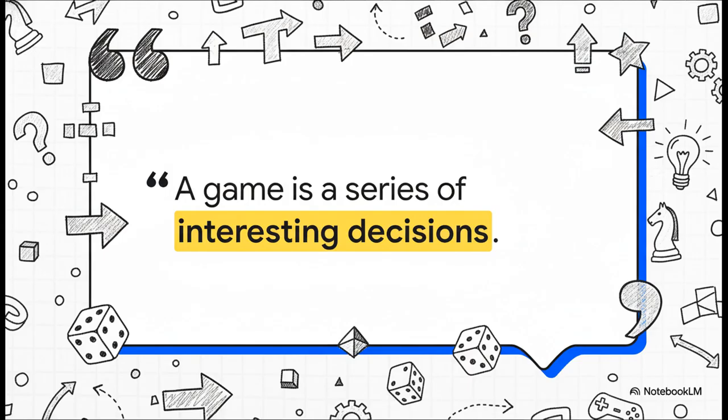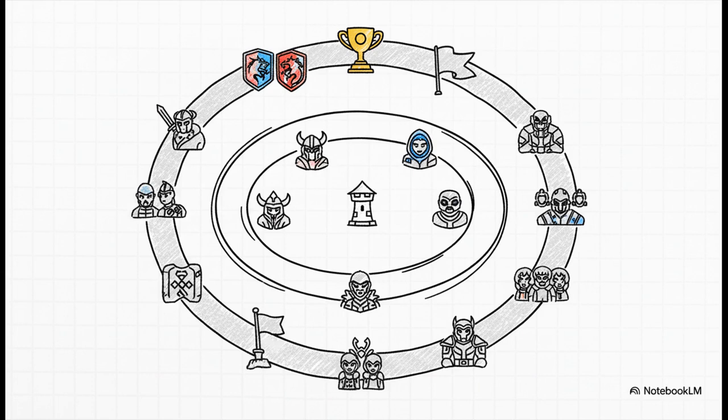If a feature doesn't give the player an interesting decision to make, it just doesn't belong in the game. Simple as that. And this is where we see the Ouroboros in action, the snake finally eating its own tail. The end of one game's creative cycle becomes the beginning of a whole new one.